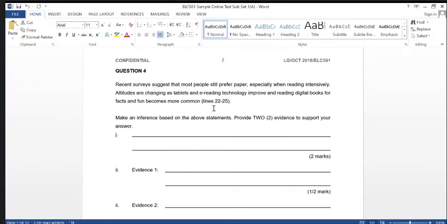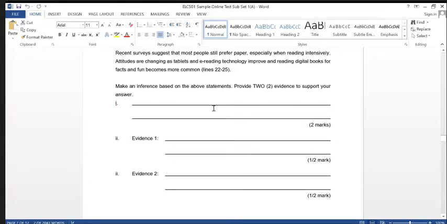But they do not want that when they ask for inference. They want, so what does that information tell you? What does it lead to? What can we conclude based on that, for example? We'll go to that also during my explanation after this.